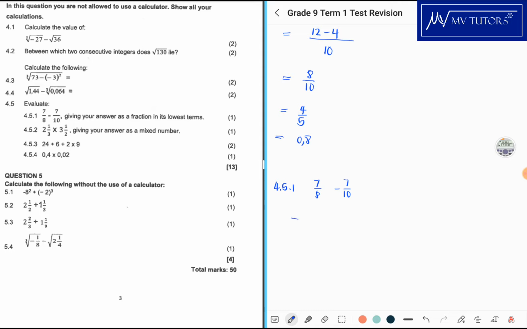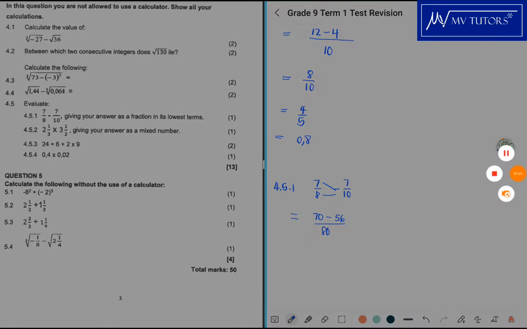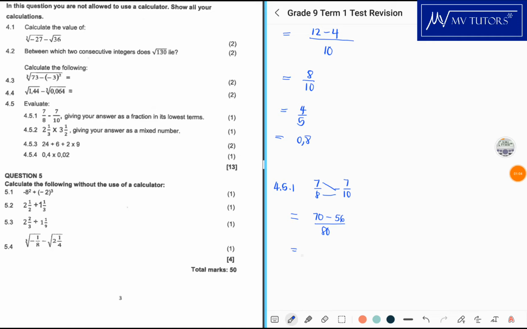So if you're going to add or subtract fractions that have different denominators, we multiply the denominators first. So 8 times 10, that's 80. And then we cross multiply. 7 times 10 is 70. 7 times 8, I think that is 56. So we're going to have 70 minus 56, and we're going to get 14. So now you have 14 over 80.